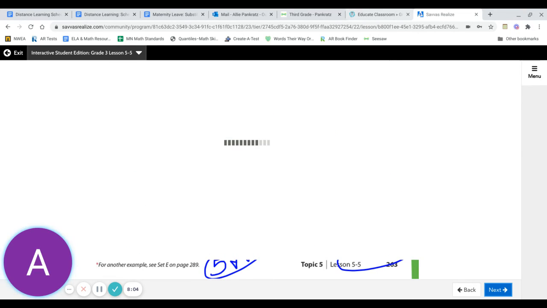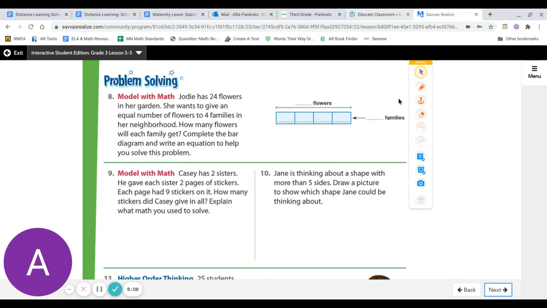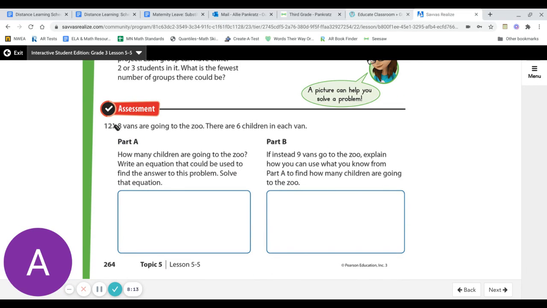We're going to do one more in the back, or a couple more in the back. We're going to go down to the bottom for this. We're going to skip some of these top ones. We're going to do 12. 8 vans are going to the zoo. There are 6 children in each van. So part A, how many children are going to the zoo? Write an equation that could be used to solve the answer to this problem and solve the equation. So we know there's 8 vans with 6 in each. 8 times 6. I know 8 times 5 is 40, so I just add one more group of 8 to get 48. So we know 48 kids are going to the zoo.